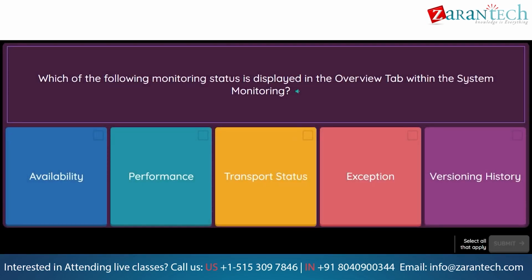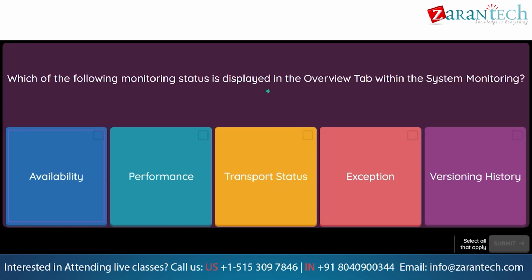Question: which of the following monitoring statuses is displayed in the Overview tab within the System Monitoring? Option 1: availability. Option 2: performance. Option 3: transport status. Option 4: exception. Option 5: versioning history.